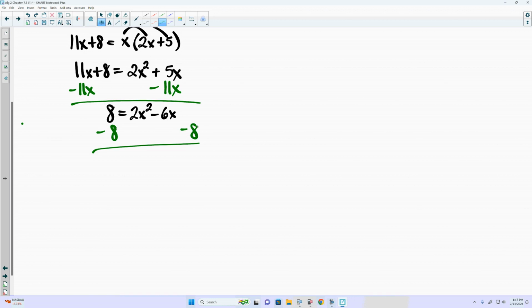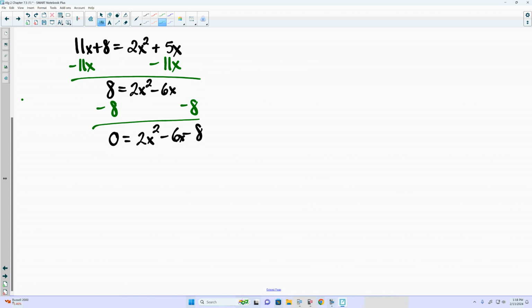Because again, we want to get this equal to 0. Now if the 2x squared hadn't been there, yes, we would divide by 6, because then we just have that x to the first, that x term, and we get it by itself. For quadratics, anything with a degree above 2, our x squared, x cubed, we get it equal to 0. We want to get it equal to 0 to solve.